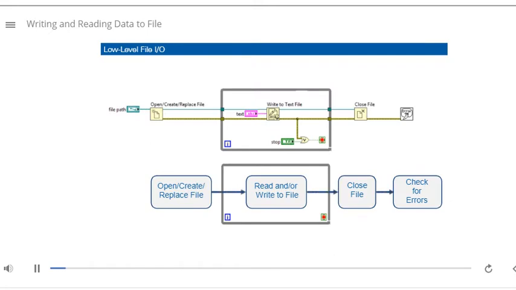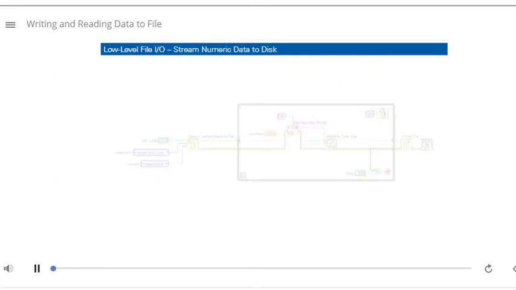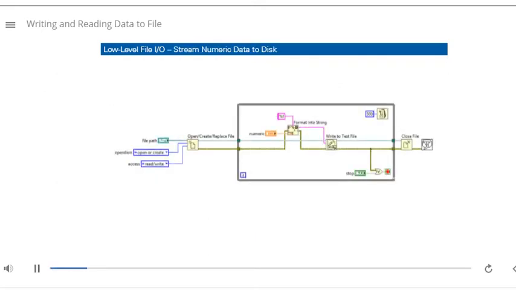Use low-level File I/O functions when you need to control each step. If you want to stream or continuously write numeric data to a file, you should use the low-level File I/O functions. A common example of this is streaming your acquired data to a file.